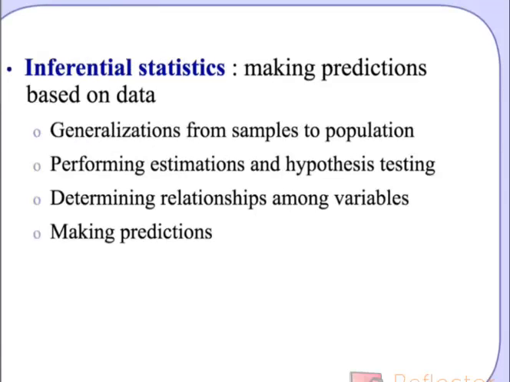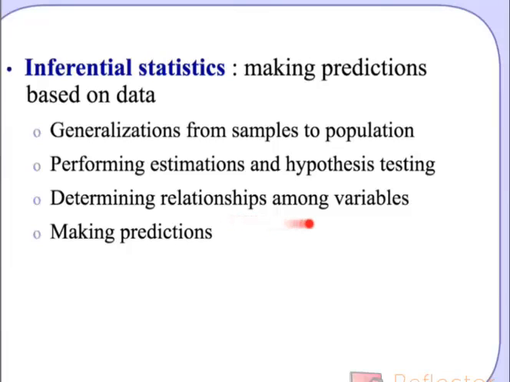The other type is, again, inferential statistics. This is where we're making predictions based on our data. It's generalizations from the samples to the population. Remember me drawing the arrow back from the sample to the population. We're estimating and performing hypothesis testing. Is something true? Could it be true based on the information?